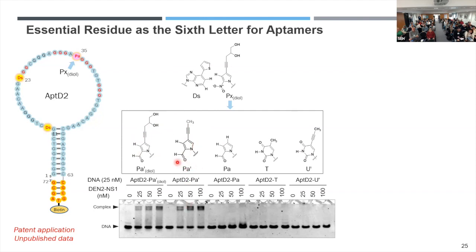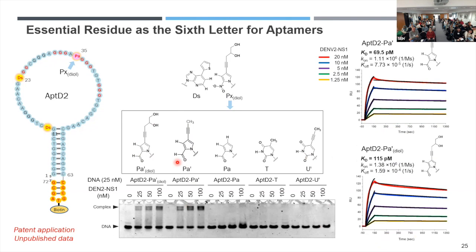To quantify the affinity, we checked the KD values by SPR. In this case, it is 67 picomolar, but the original one is 100. So we now found a six-letter. I'm not sure why the propionyl group is better. This is like a sword, and the PDS is like a shield. So our aptamer has shield and sword hydrophobic groups. Then we developed several aptamers using this six-letter method.